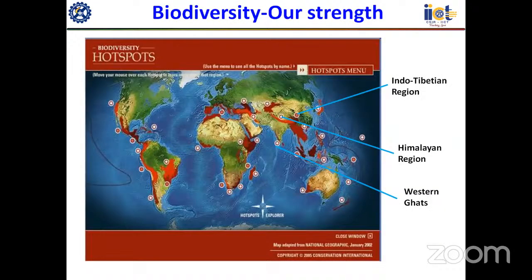So coming to biodiversity and our strength, among the 34 mega diversity hotspots, our country hosts three hotspots: the Indo-Tibetan region, the Himalayan region, and the Western Ghats. Among these, plenty of medicinal plants are available. Even though some are not yet identified taxonomically, these plants serve the tribal people for their healthcare as well as livelihood. So this is a very good opportunity to focus on these areas, particularly in drug discovery.